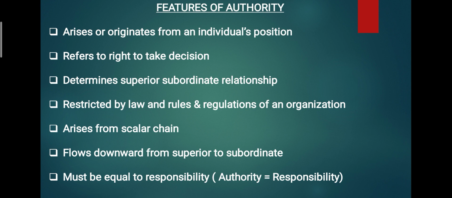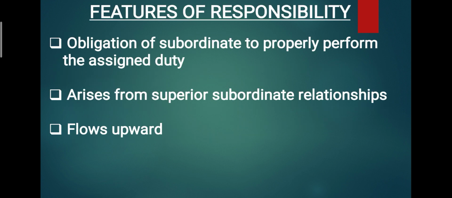Authority flows downward, from superior to subordinate. The superior gives authority to the subordinate, and it must be equal to responsibility. Authority should match with the responsibility. These are the features of authority.